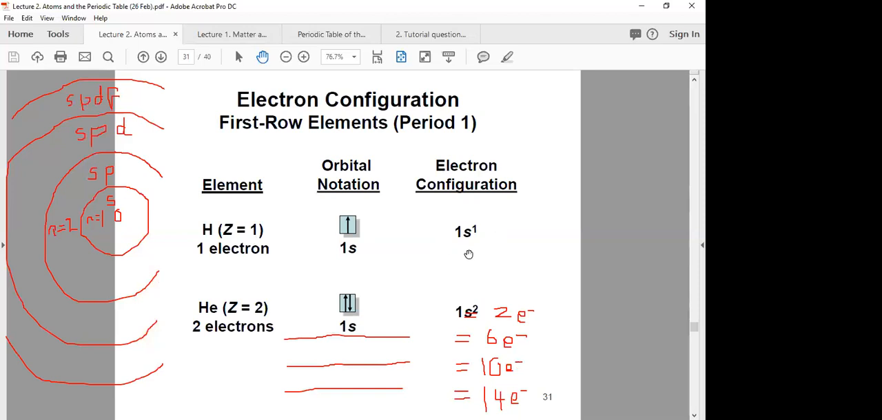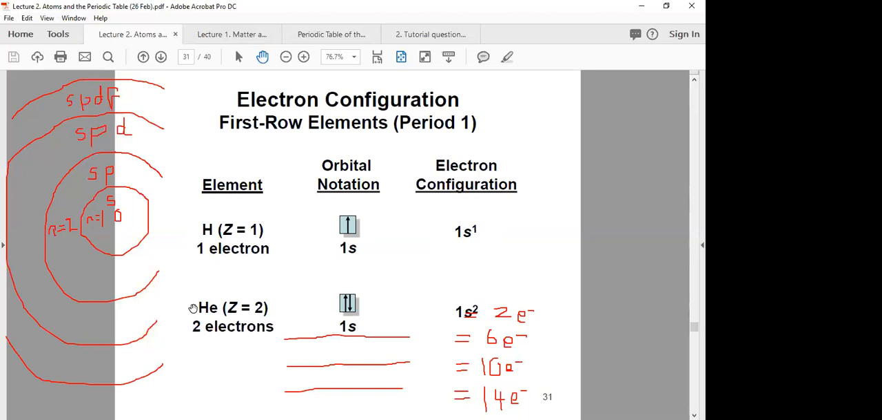That's it, that's all it is. What does it mean? The number 1 tells us the shell number, so n equals 1. The S tells us the subshell, so it's an S subshell. And how many electrons are found in the S subshell? Only 1, because that's all that's found in hydrogen, 1 electron. Okay, let's move on to another example.